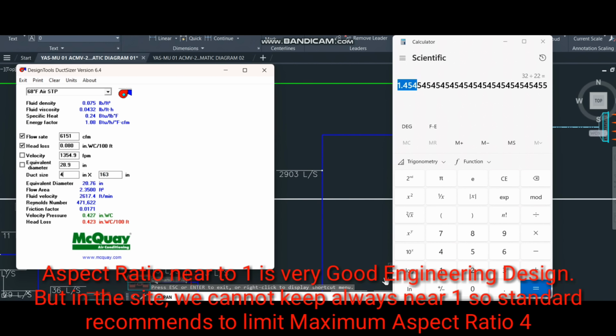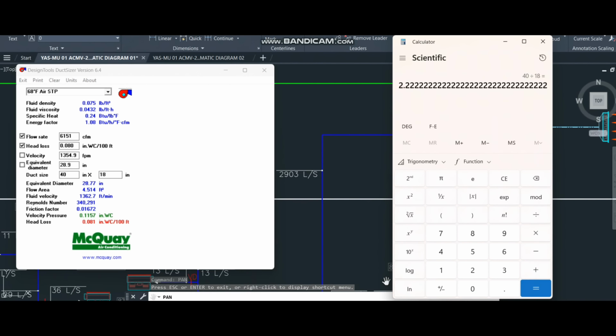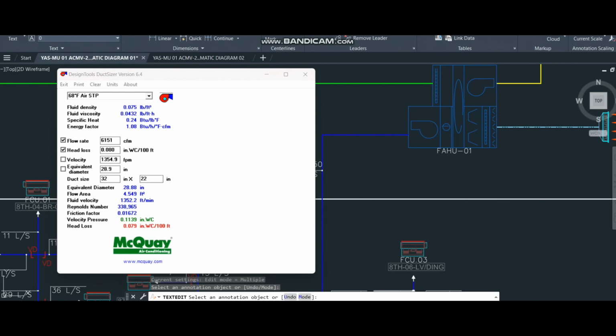For example, if I put 40 inch, I am saying that on my site the maximum width I can go is this, but height I cannot go because of the site condition. So if I put 40 inch, the height comes to 18 inch. Then you can see the aspect ratio, 40 divided by 18, is 2.22, so it is still acceptable. We must not exceed 4. We try to maintain near to 1. As I told you, you can adjust the duct height and width based on site condition. For the time being, I consider 32 inch. 32 by 22 inch, that's the duct size.